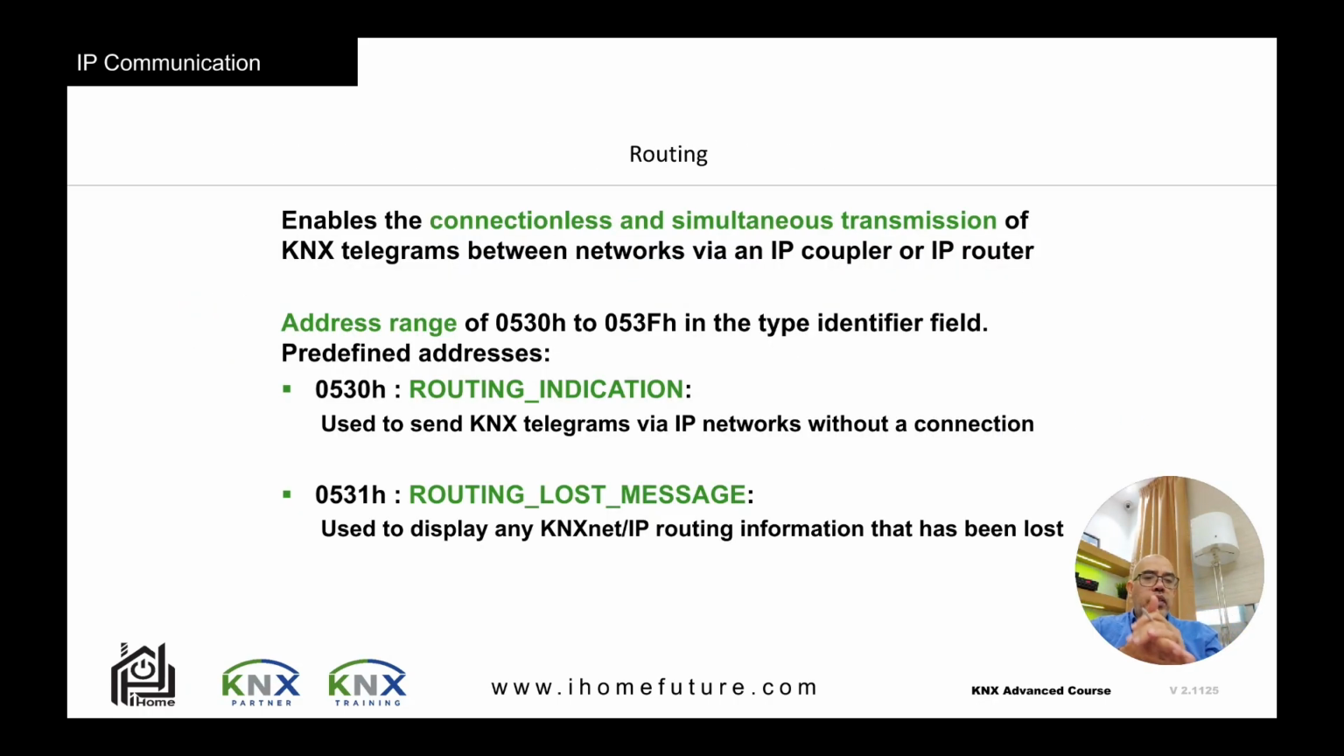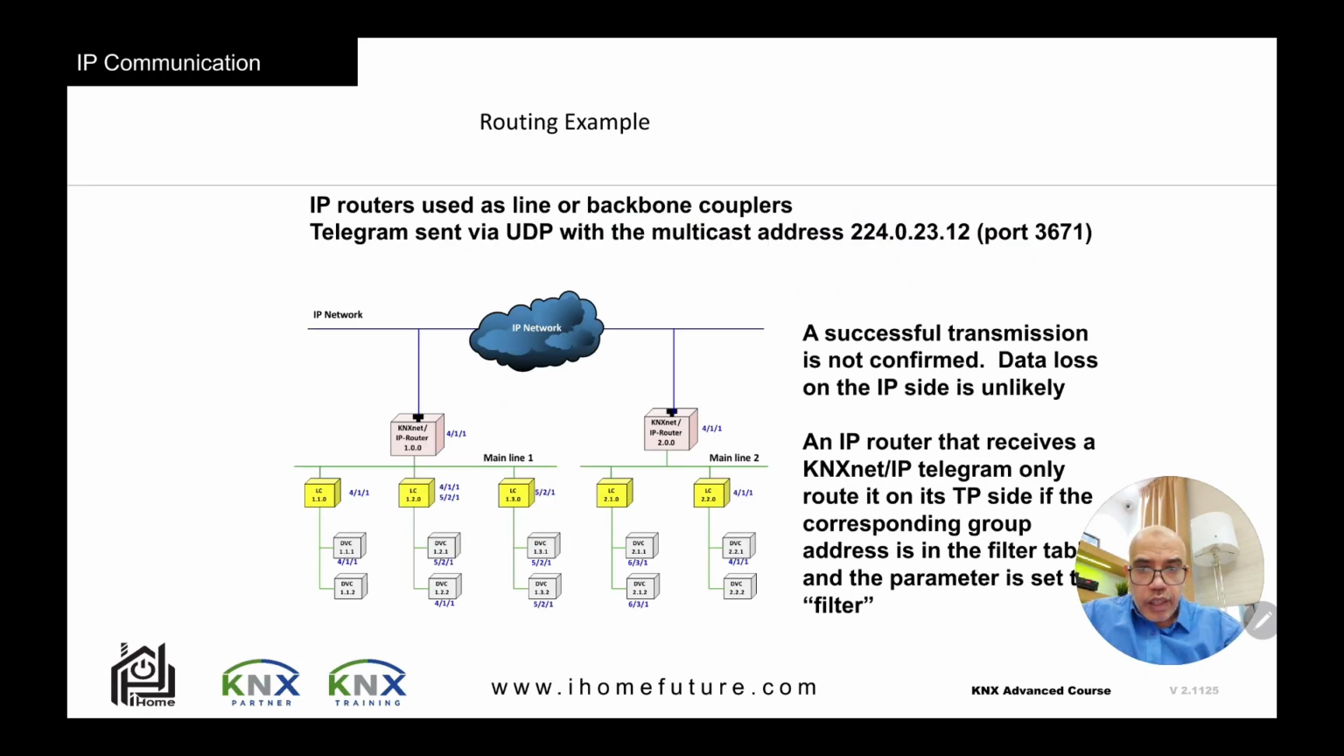Routing is not an ETS connection. Routing is mostly allowing telegrams, so normal communication telegrams, to go from one device to another device via an IP router, which is used here as an IP coupler connecting lines together. Like in this case, as an example, you have here the IP network, maybe this is your switching network, and here I have an IP router with line couplers, another IP router, and data will go from this device to this device. So the IP router can reach this device.